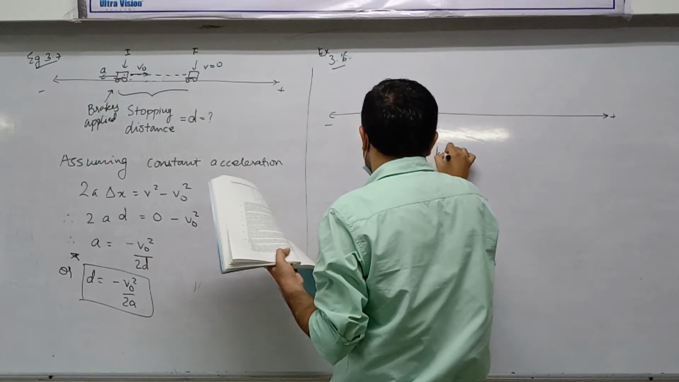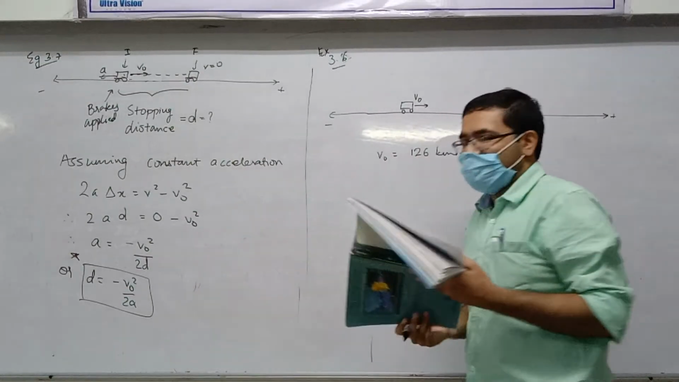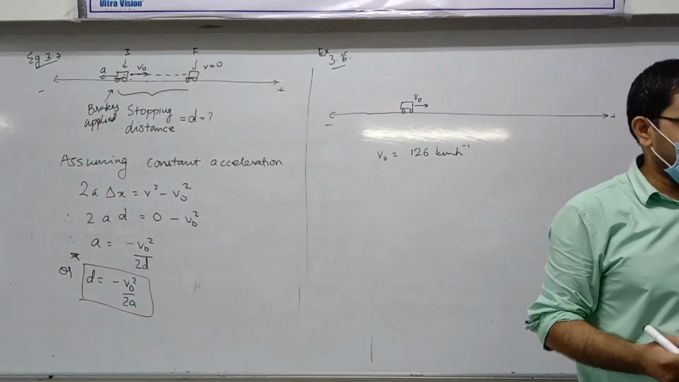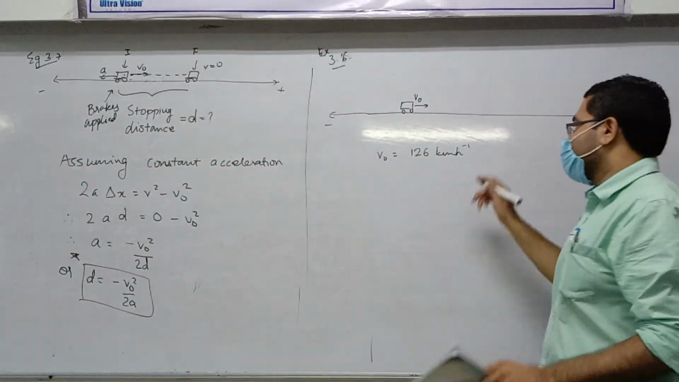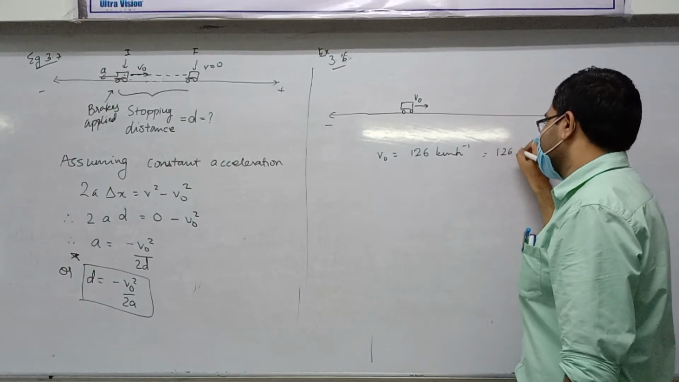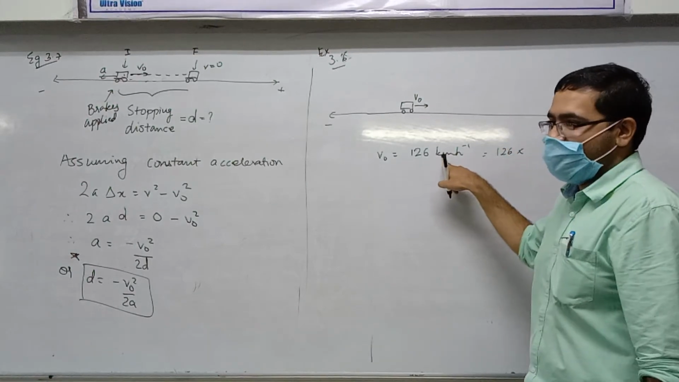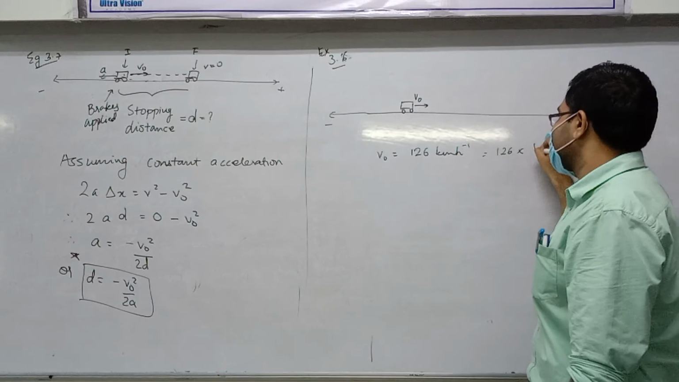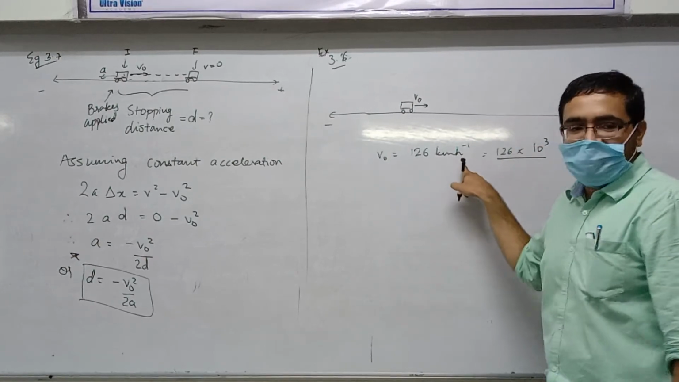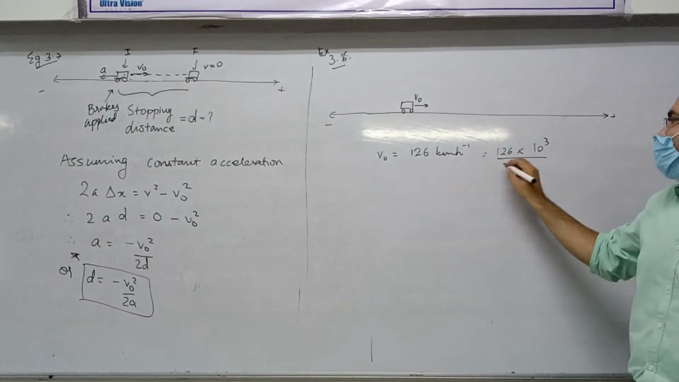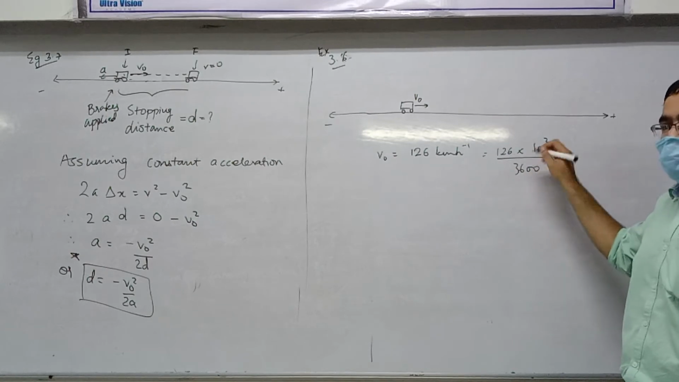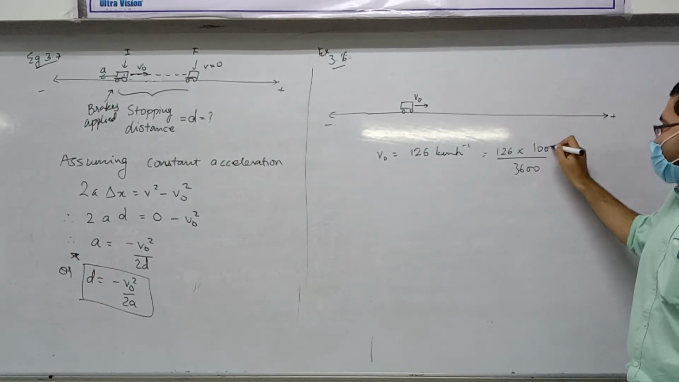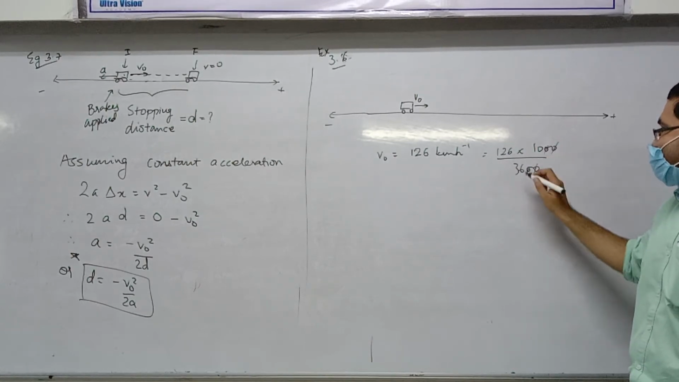126 km per hour. Is this an SI unit? No. Then we have to convert to SI unit. So convert to meter per second. So 126 km is how many meters? 10^3. One hour is how many seconds? 3600. Is that fine? So this is what you have to do. You can always write this as 1000, and two zeros will get cancelled.